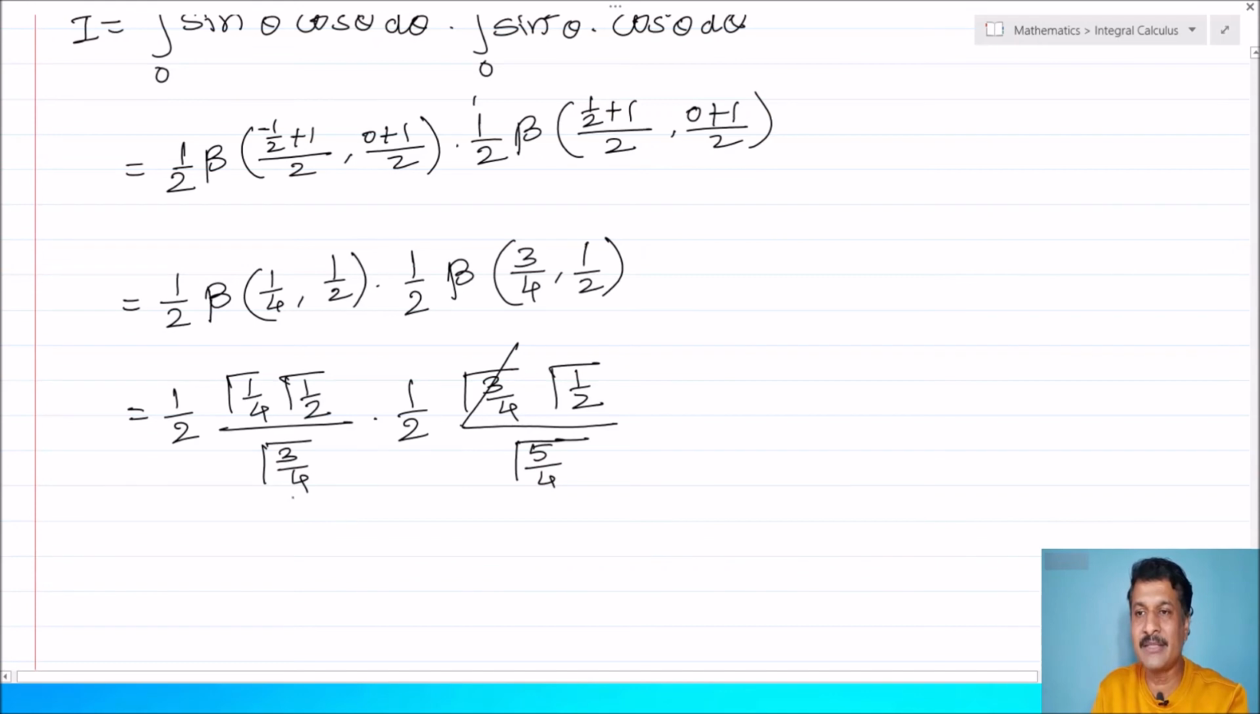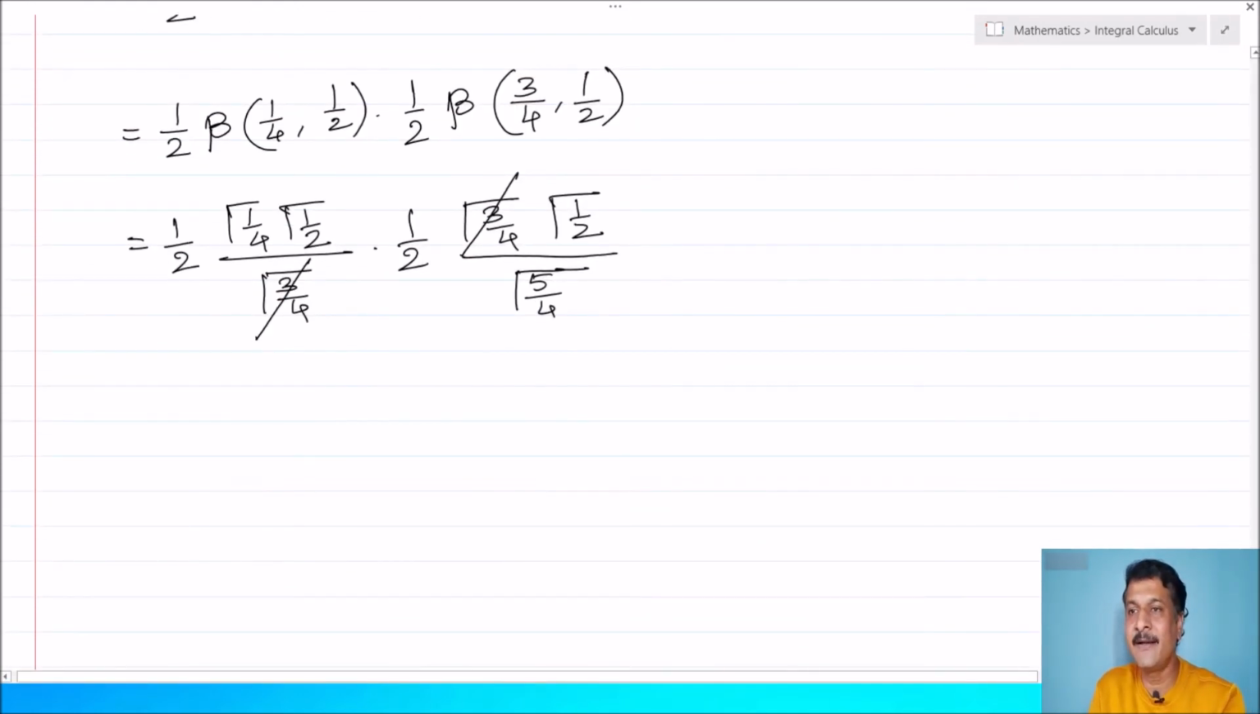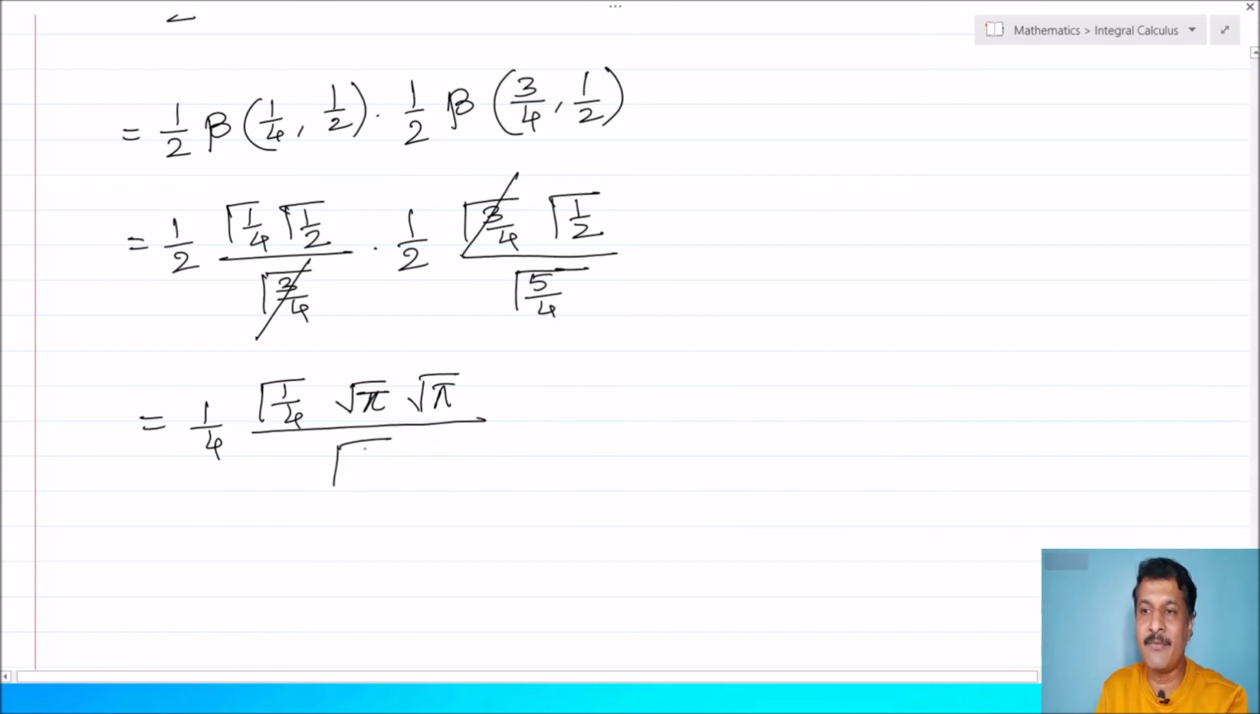So this gamma 3 by 4 gets cancelled. If we simplify it, I am getting here 1 by 2 and this 1 by 2, it will be 1 by 4. Here gamma 1 by 4, this gamma half, here gamma half, so root pi. Gamma half is root pi. So root pi upon gamma 5 by 4.